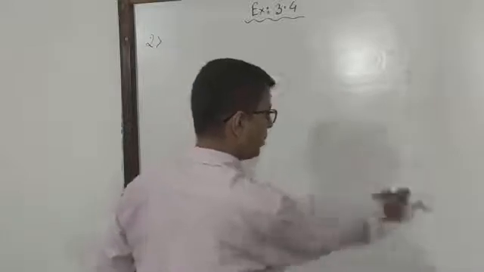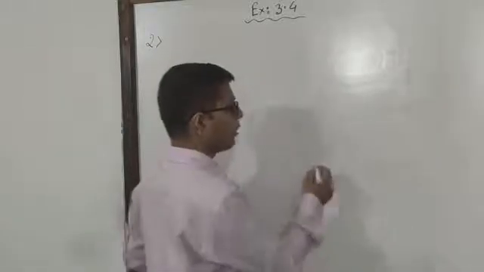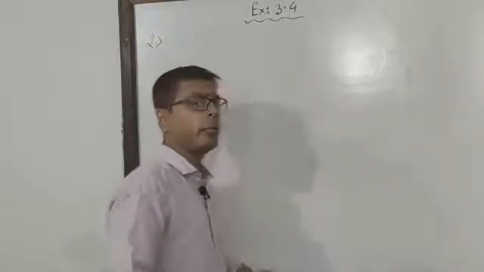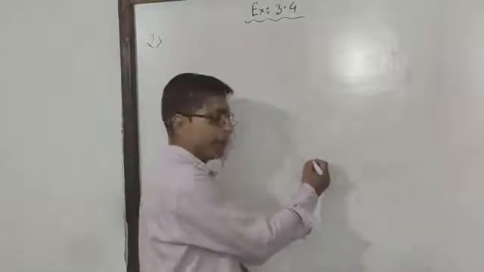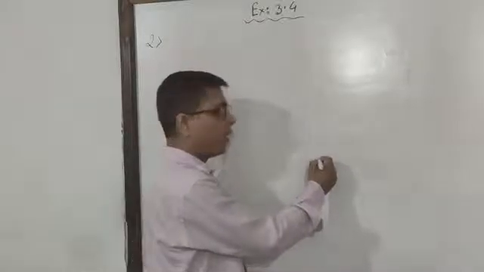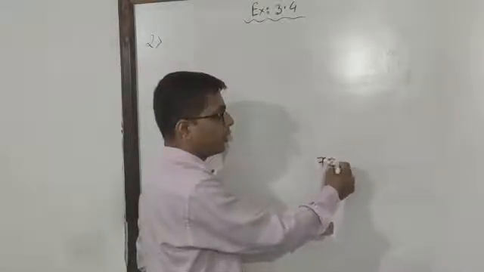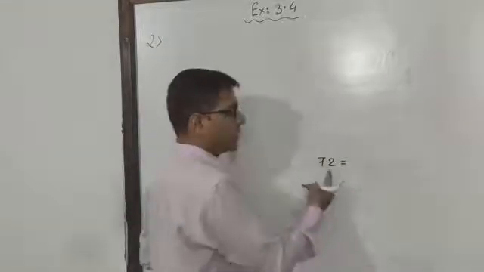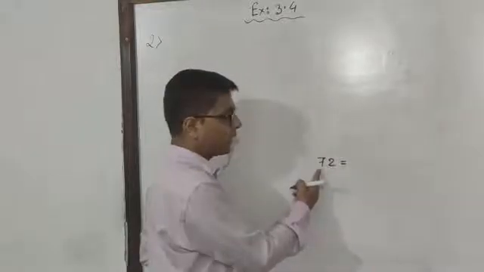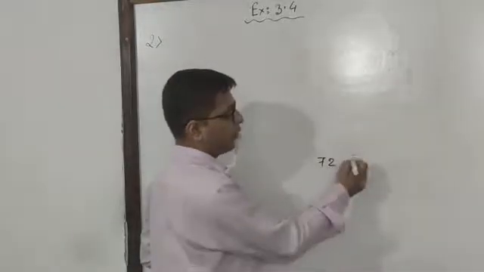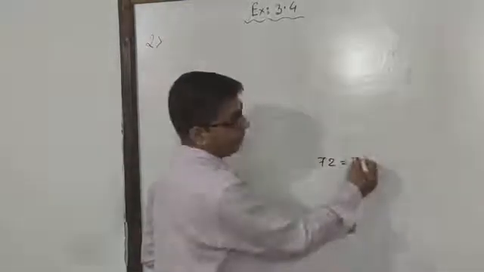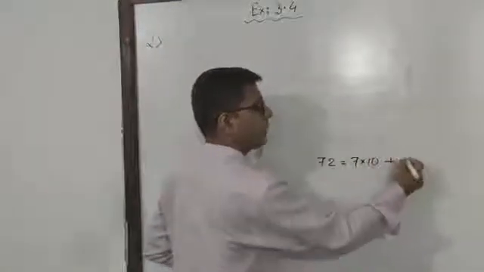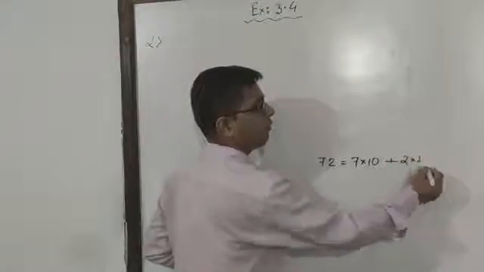As you have learned in your lower classes how to expand a given number. Suppose a two-digit number is given to you and how to expand the number. Look at how to expand. Suppose we have a number 72. How to expand it? Its units position is 2, then tens place is 7. So, tens value multiplied with 10 plus units value multiplied with 1.